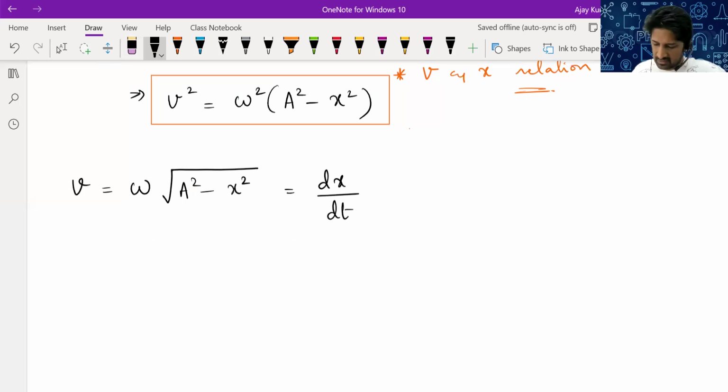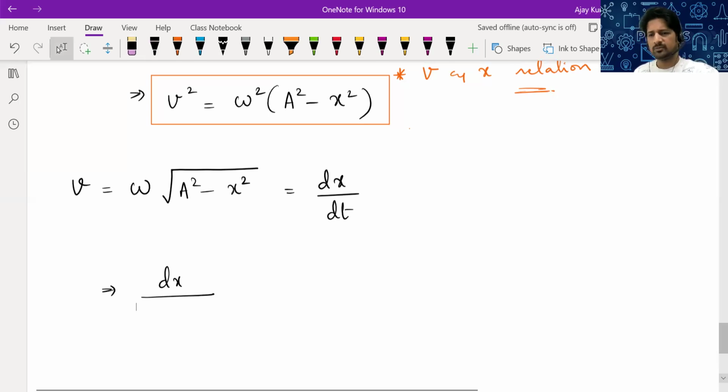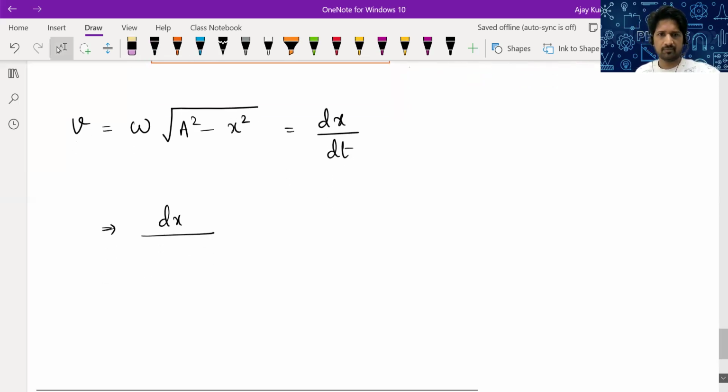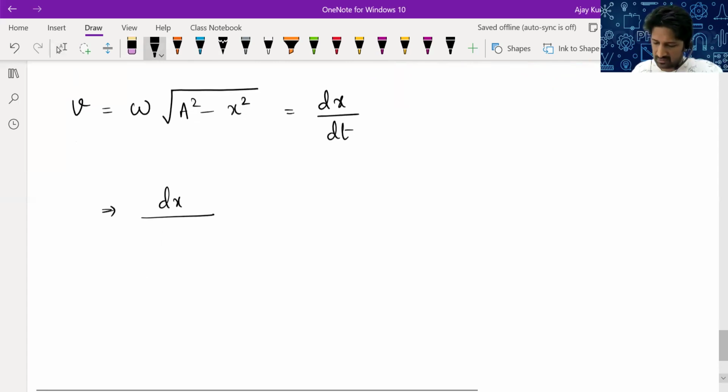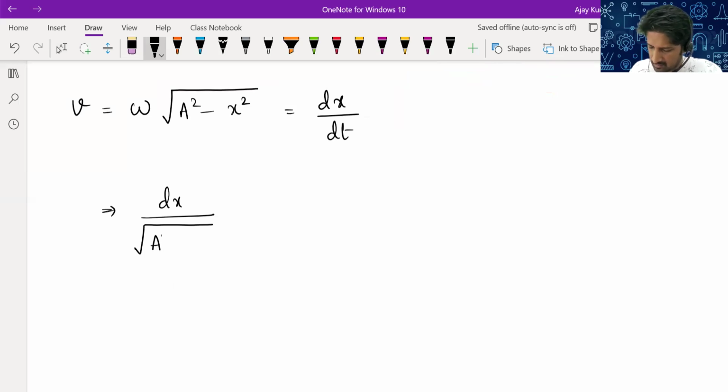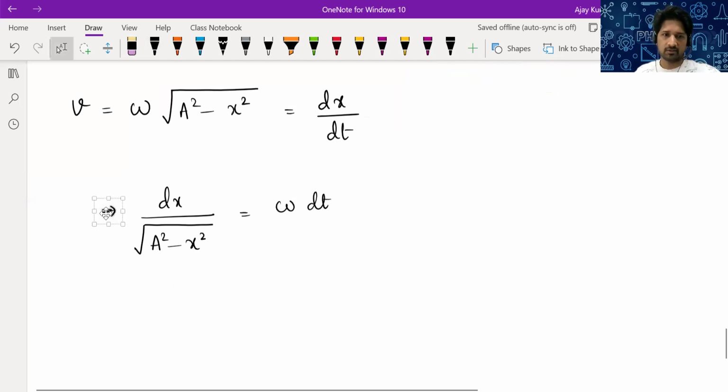Keep the x terms on one side and t terms on the other side. So you get dx divided by, dx will never be written in the denominator. You won't be able to integrate if you do that. dx, dt, dv, dy, they should always be kept in the numerator itself. So we'll send a square minus x square to the other side. So dx divided by under root a square minus x square will be omega times dt. Integrating this equation and substituting limits will give us the position as a function of time.